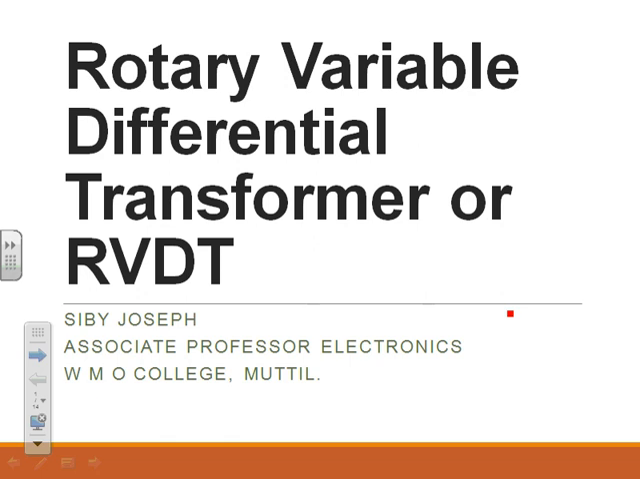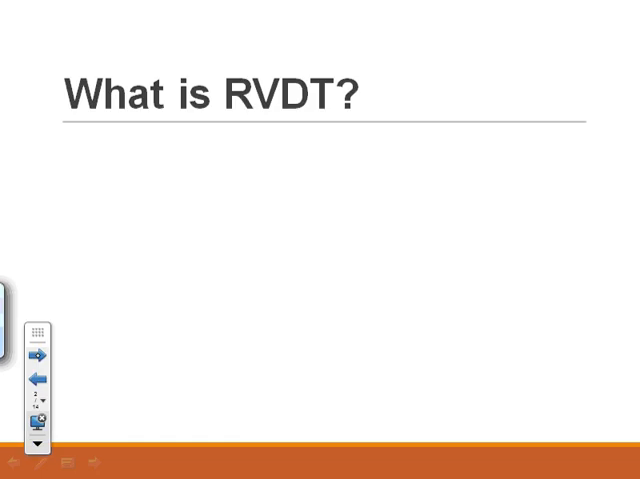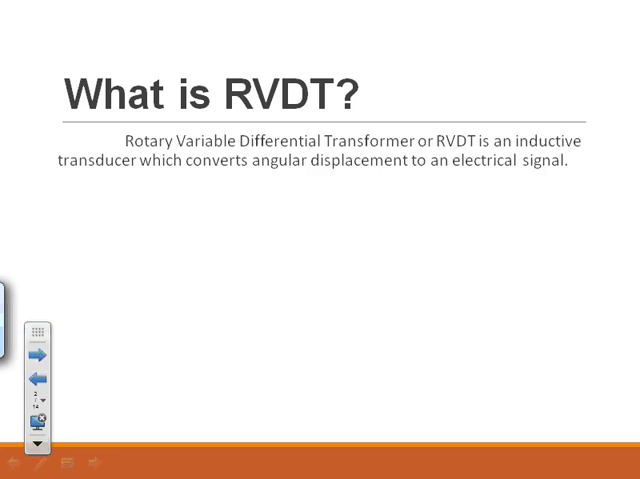Today we are going to discuss the rotary variable differential transformer, or RVDT. So what is an RVDT? It is an inductive transducer. An RVDT is nothing but an inductive transducer which converts angular displacement to an electrical signal.